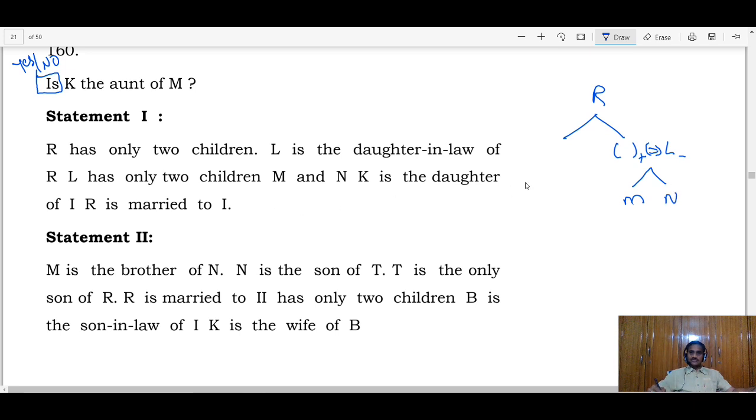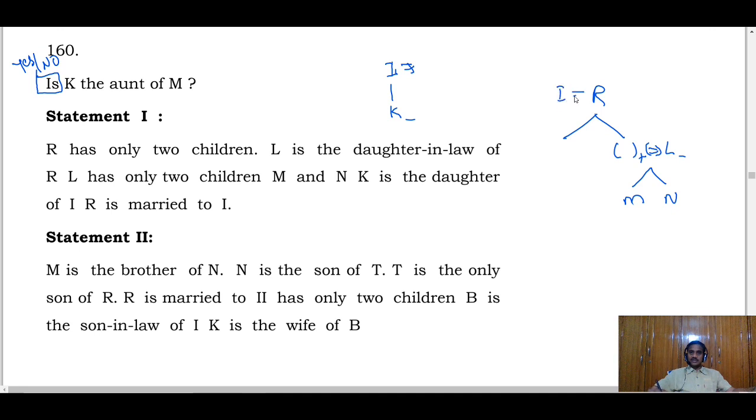K is the daughter of I. R and I are a married couple. And K is the daughter of I, so K is here. Now the question is, is K the aunt of M? Yes, K is the aunt of M. We are getting the answer. Hence, 1 alone is sufficient.